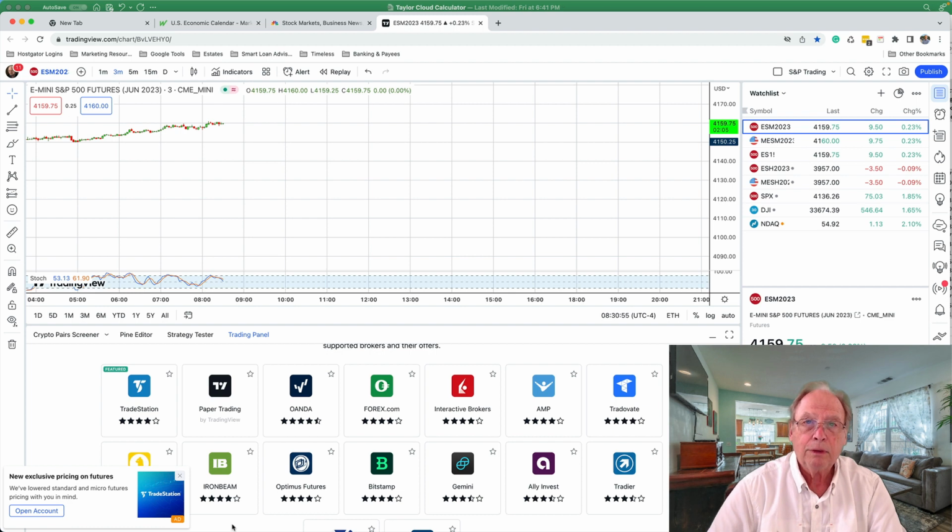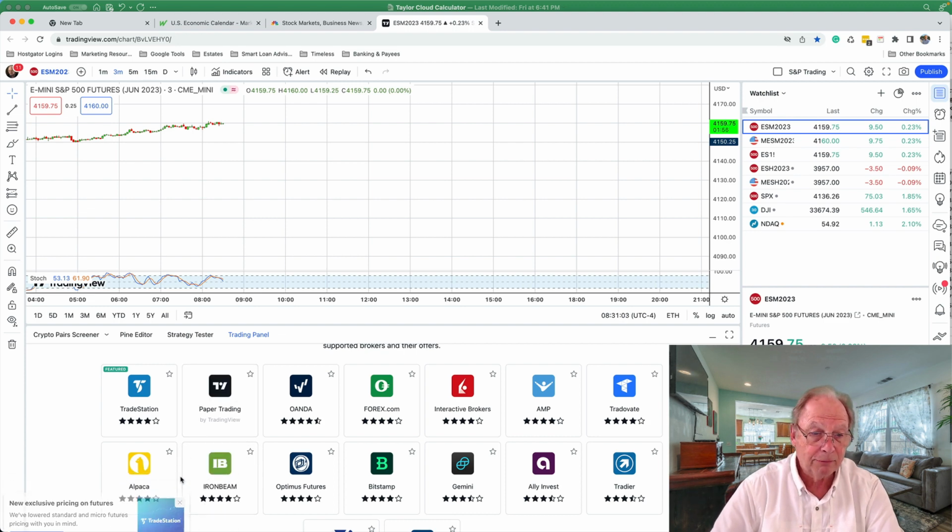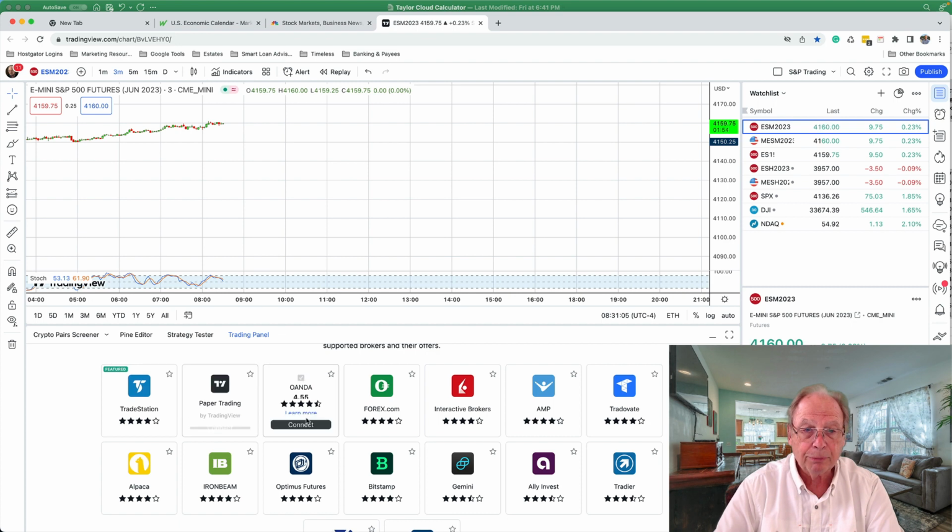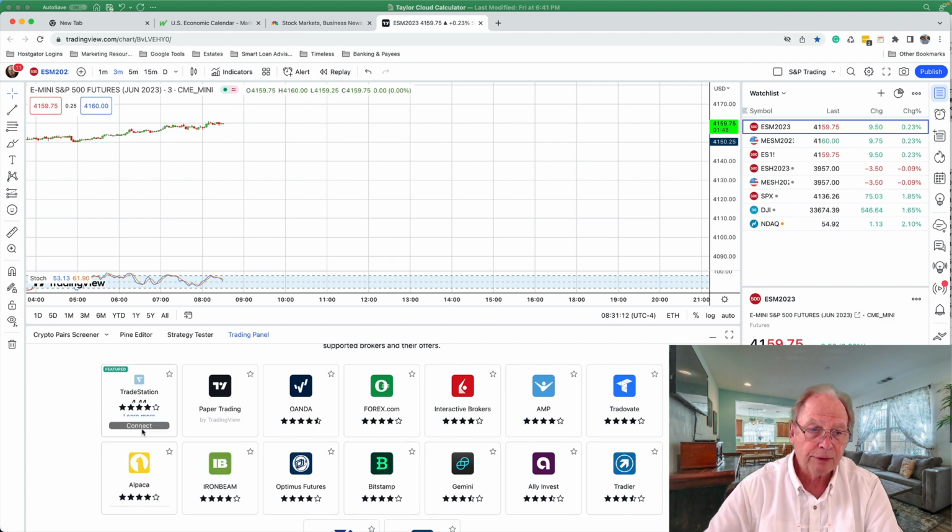Now, first of all, you want to integrate your brokerage account with TradingView, and you can do that by opening up the trade panel at the bottom. And as you can see, let me get rid of this. As you can see, there are a number of different links to various brokers that integrate with TradingView. And I use TradeStation, and I'm going to connect my TradeStation account with TradingView.